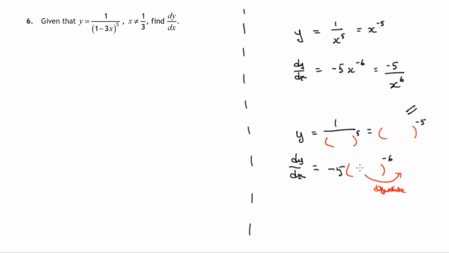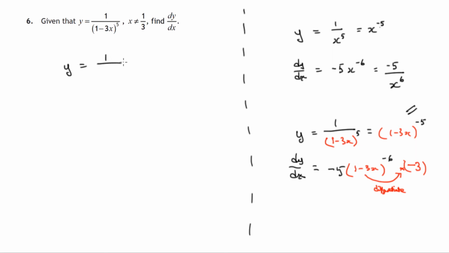So whatever was in here, and we look at this and we say, well, that's a 1 minus 3x that's pretending to be an x, if you like, masquerading as an x. And what do we get when we differentiate that? If we differentiate 1, we get 0. If we differentiate minus 3x, we get negative 3. So the adjustment is multiplying by negative 3. So that's how we go about differentiating this.